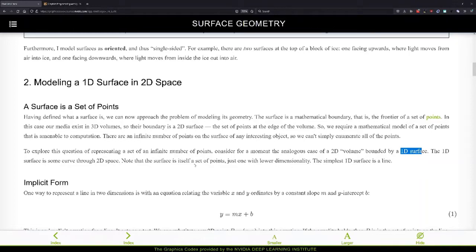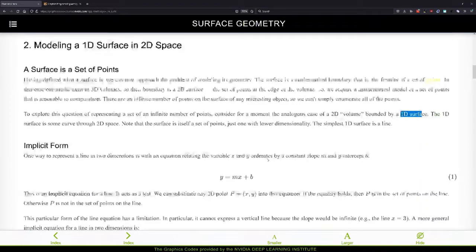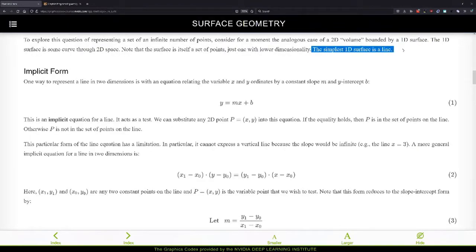It's just the same idea, just less dimensions. The simplest surface in one dimension is a line. And so we have our classic algebra y equals mx plus b. At least I was taught algebra like this. I know some schools do it a bit differently, kind of like this down here, that's what they teach.